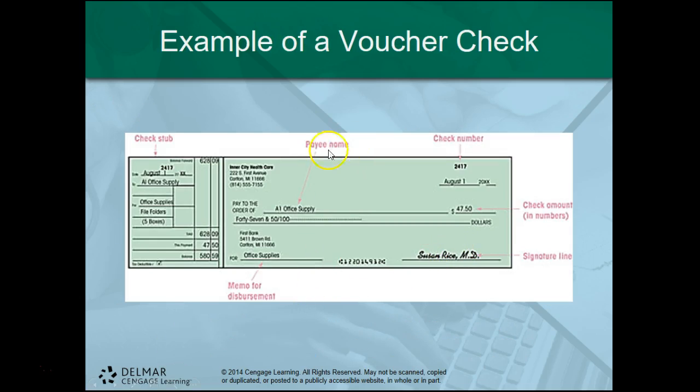Okay, so here's an example of a voucher check. So you can see the check here, which is made out to A1 Office Supply, signed by the doctor and all that business. And then over here is the check stub with all of the information for office supplies, file folders, 5 dozens, and she paid $47.50 for that 5 dozen office supply file folders over there.